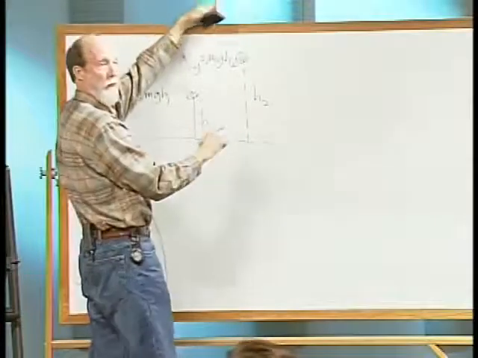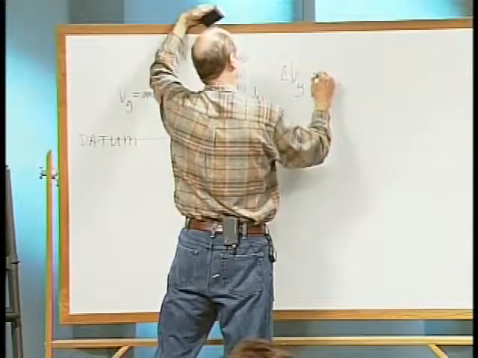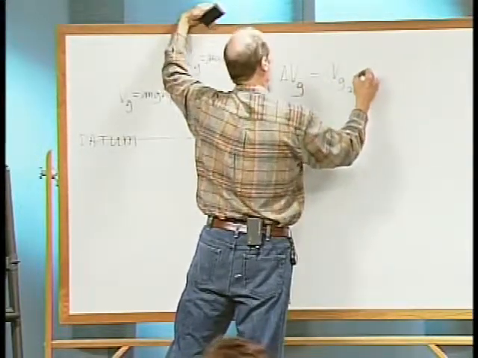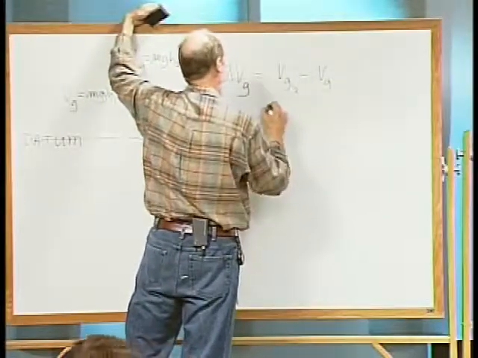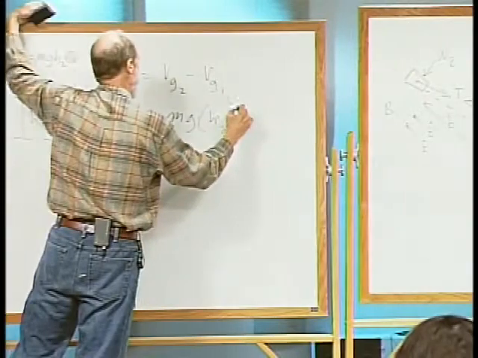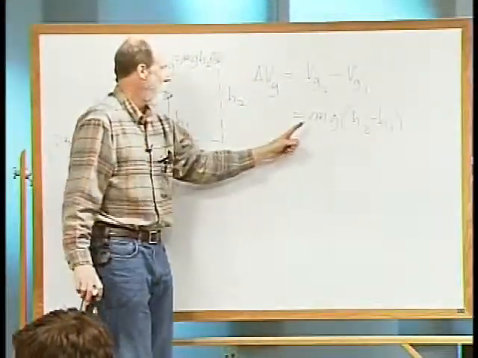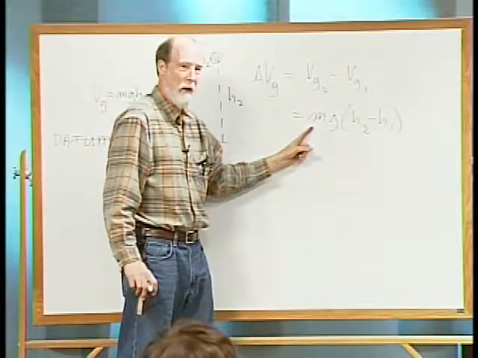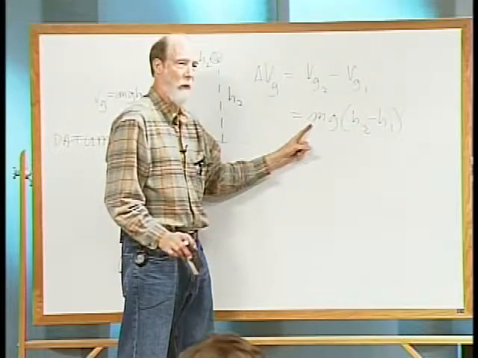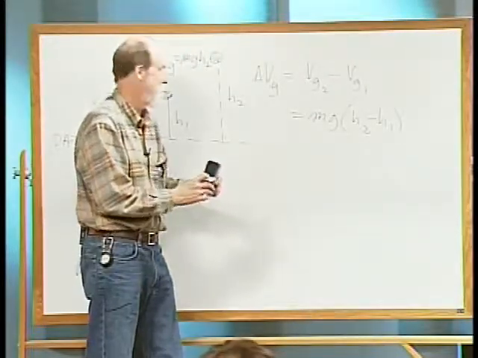The change in gravitational potential is equal to Vg at 2 minus Vg at 1. So we get mg(h2 minus h1). Notice that this is the negative of the work done by mg, which I talked about at the beginning of the session.